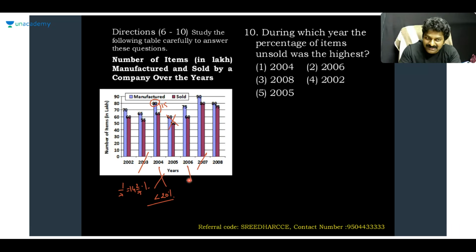In 2006, exactly we have 20%. In 2008, we have 8 decrease, so this also cannot be your answer. Answer is 2006, final answer. 2004 is wrong. In 2004, we don't have 20%. That is less than 20%. Final answer is 2006. Second option.